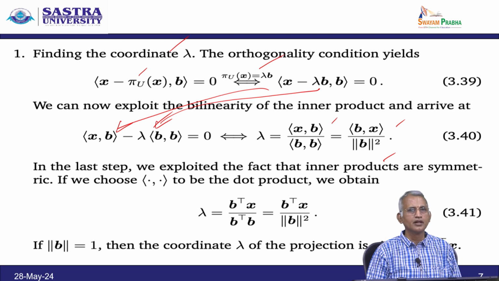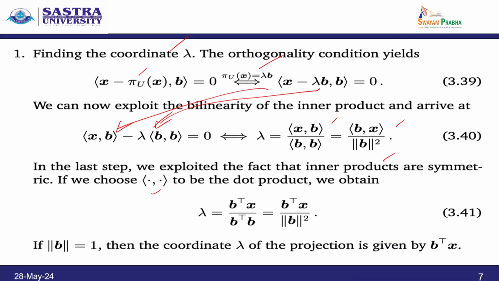So, if you choose the inner product of two elements to be the dot product, we obtain lambda equal to, from 3.40, b transpose x divided by b transpose b. That b transpose b is nothing but norm b squared. Therefore, that is the representation of equation 3.41. So if norm b equals 1, then the coordinate lambda of the projection is given by b transpose x.